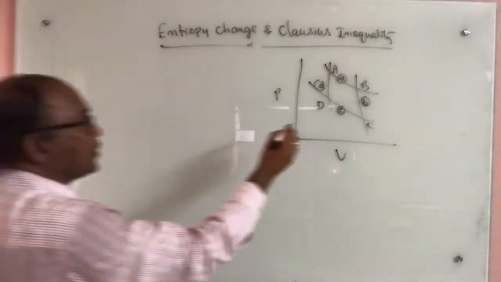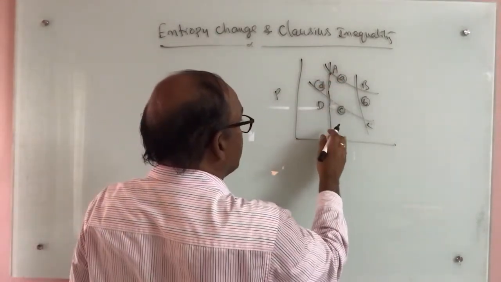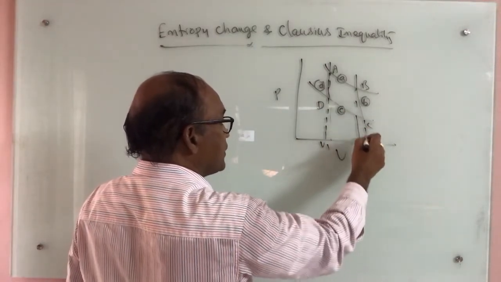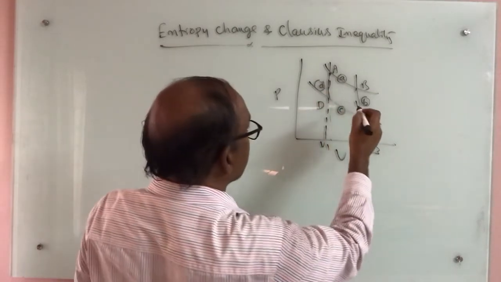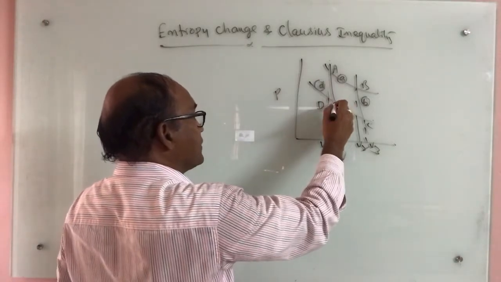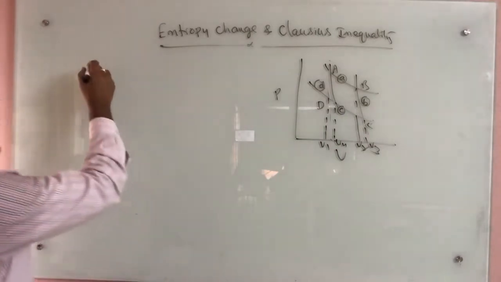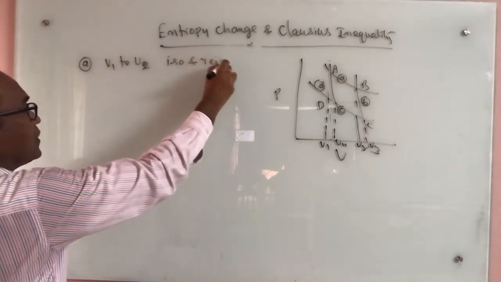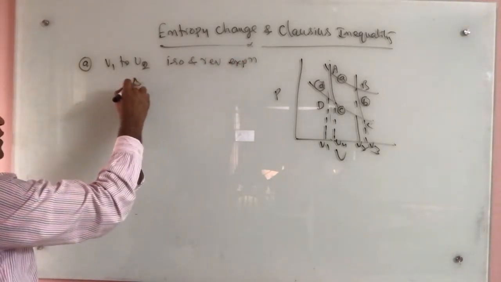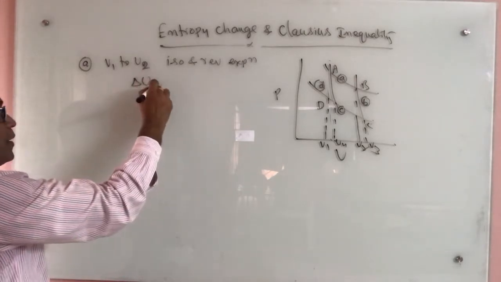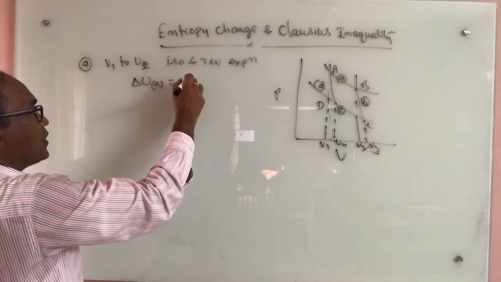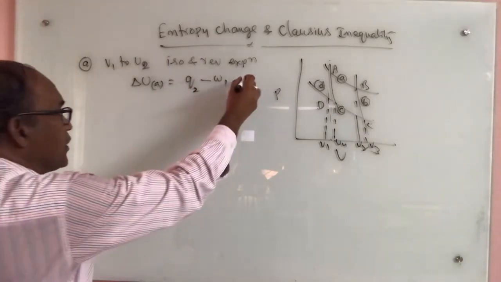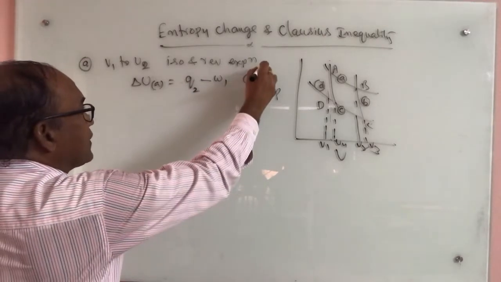As we see, this is V1, V2, V3, and this is V4. Quickly I'll write down: from V1 to V2, isothermal and reversible expansion. Delta U A is equal to Q minus W. This is the one you can write down. This is Q2, this is equation 1, since this is taking place at temperature T2.